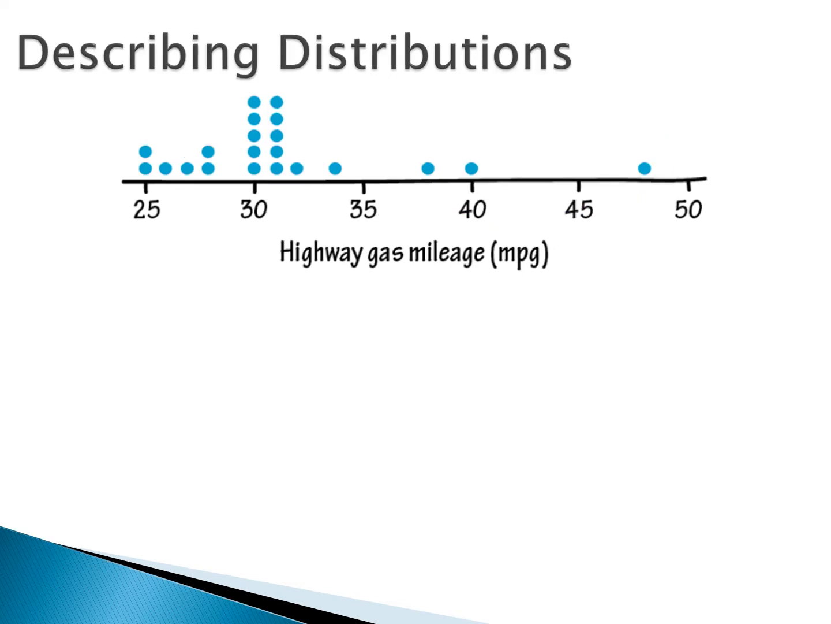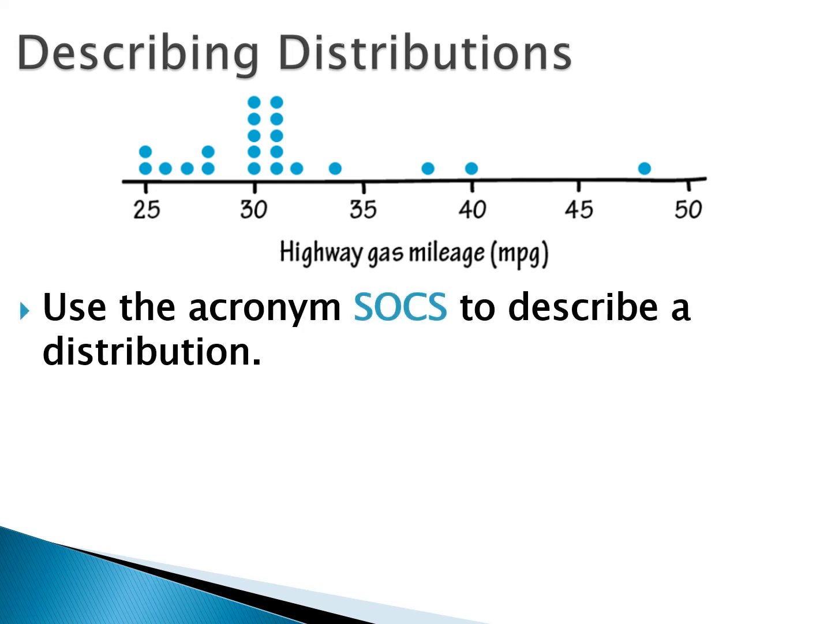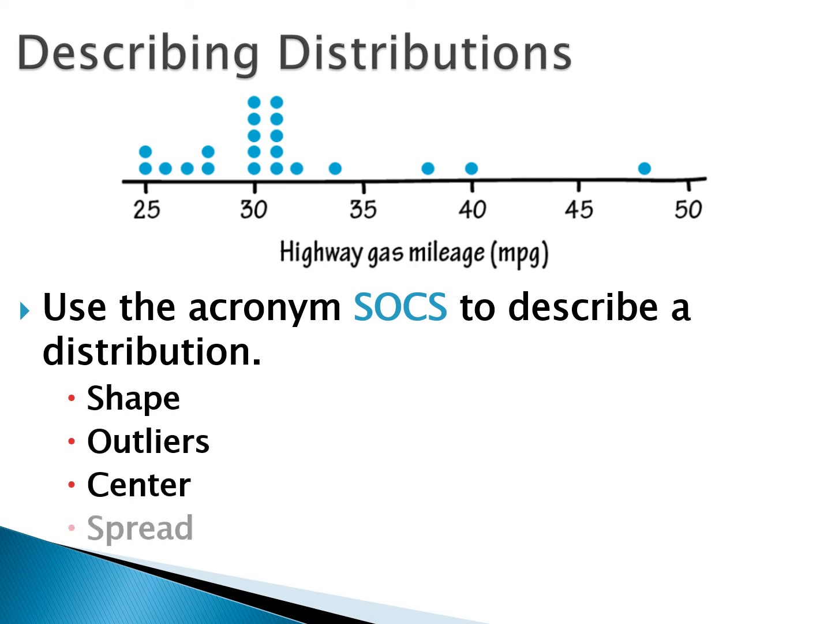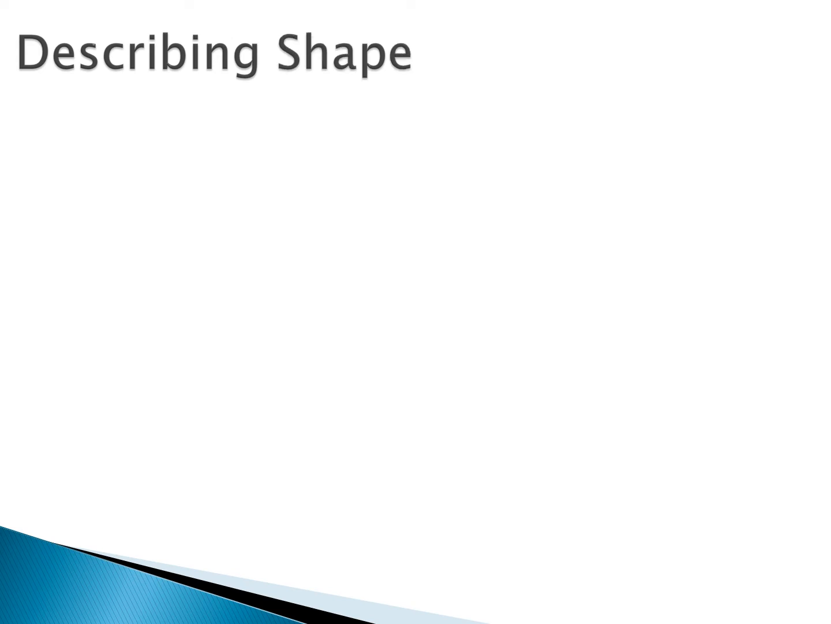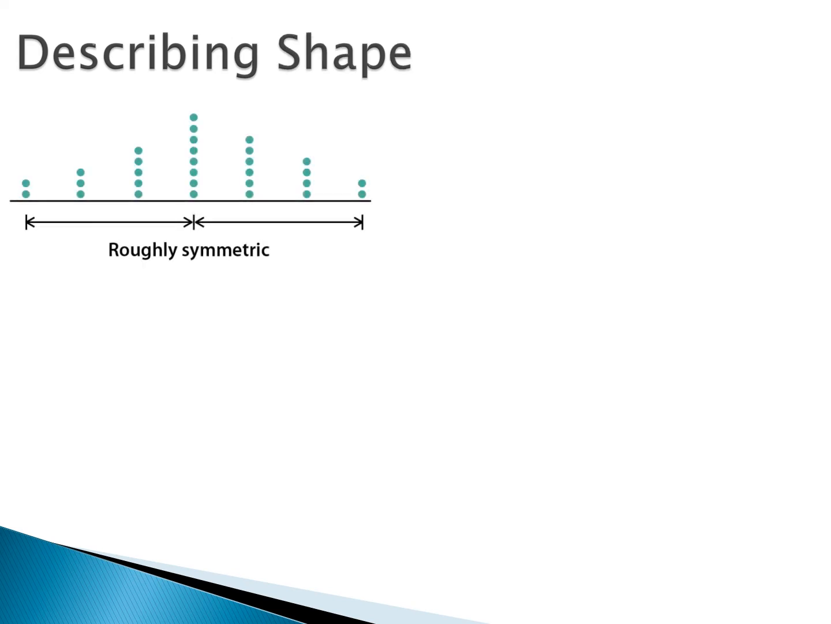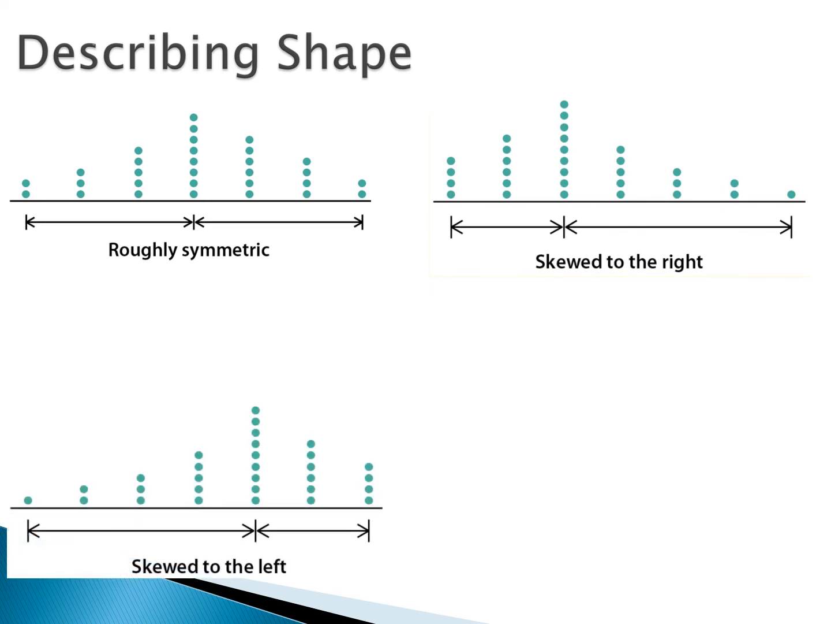If we were asked to describe this distribution, anytime we're describing a quantitative display, we're going to use the acronym SOCS. And SOCS stands for shape, outliers, center, and spread, which is just another way of talking about the variability or the variation in the graph. So let's go through all the different options for shape. And actually let me just put all of these up here.